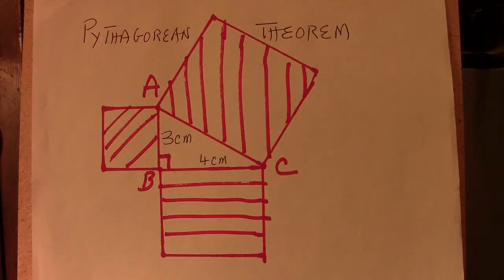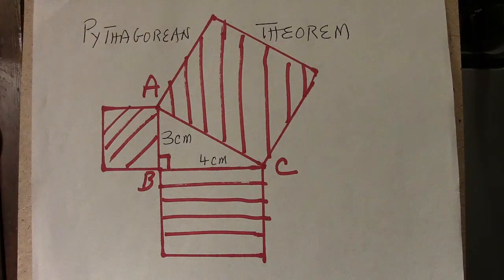According to the Pythagorean theorem, the square drawn on the hypotenuse, or the square drawn on the side AC, has an area that is equal to 9 plus 16, which are the areas of the squares drawn on AB and BC, the other two sides. So the square drawn on AC has an area of 25 square centimeters.